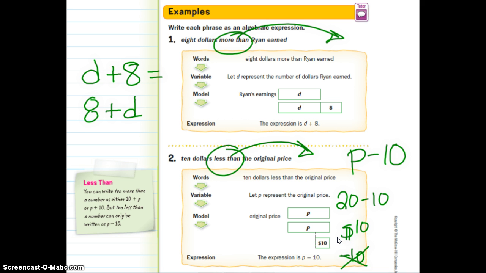So again, wording is very important. When you see the words less than, you have to throw the number behind the variable. You have to take that number and throw it behind. And it's not the word less, it's the word than. So when you see the word than, you have to throw it to the back. Let's keep going.